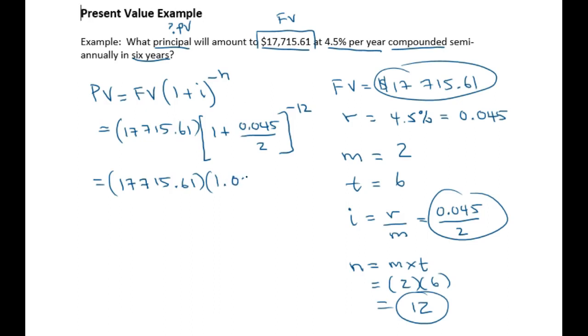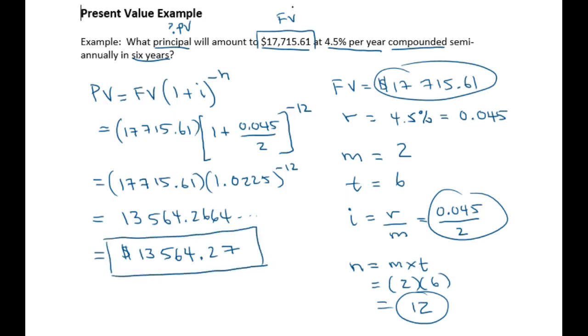So it's 1.0225 to the negative 12, and then you end up getting 13,564.2664, etc. And I'm going to round that to the nearest cent. So $13,564.27. So if we want to accumulate to our future value of around 17,700, etc., using this information, we know we have to invest at a present value of $13,564.27.